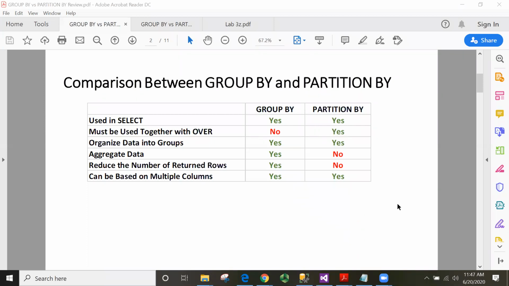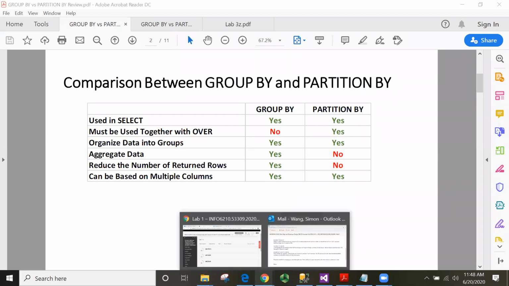So select territory ID, sum, and group by 3 columns. Excellent. Okay, so let's look at the solution for this exercise.